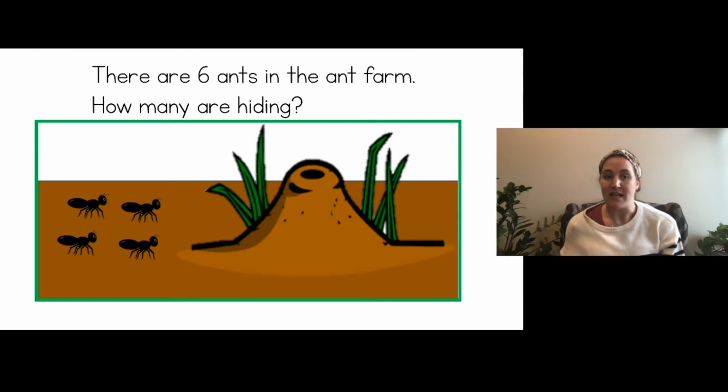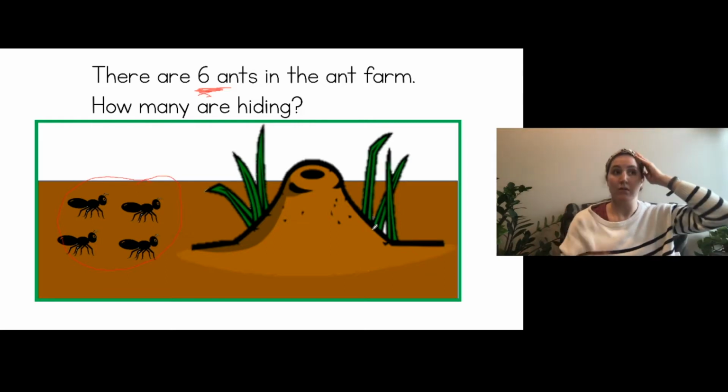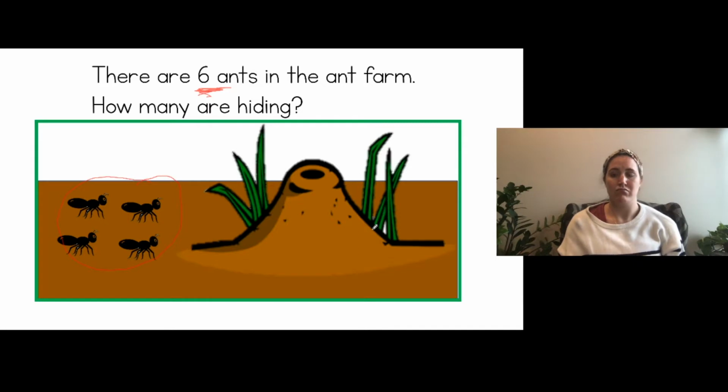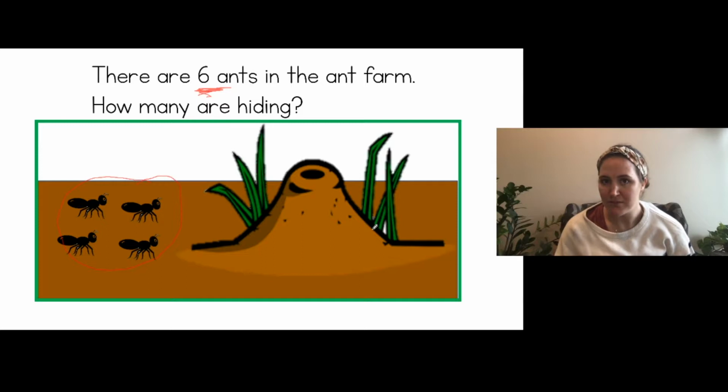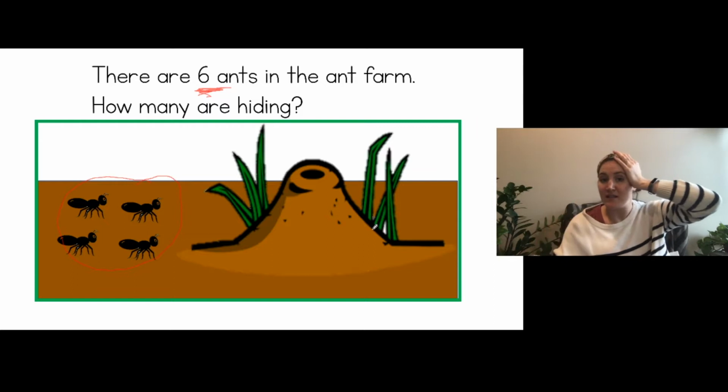Okay, so kindergartners, it says there are 6 ants in the ant farm. 6 ants in the ant farm. How many are hiding? So first you should count how many ants are here, and then think if you need to have 6, how many are hiding? You think. Do you think you know? So you're counting on from 4 until you get to 6.